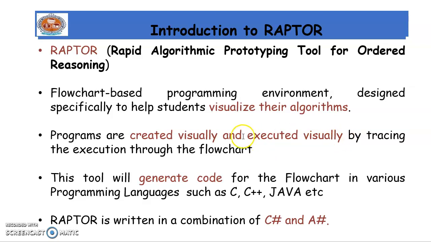Here the programs are created visually and executed visually by tracing the execution through the flowchart. So by using Raptor, we can create and execute the programs visually. This tool will also generate code for the flowchart in various programming languages such as C, C++, Java, etc. After designing the flowchart, we can generate the code in various programming languages like C, C++, Java, etc.